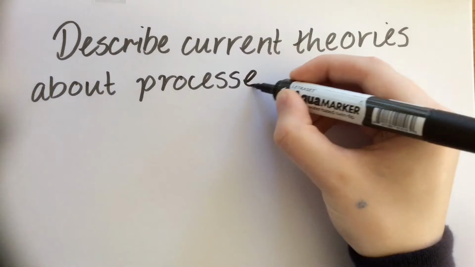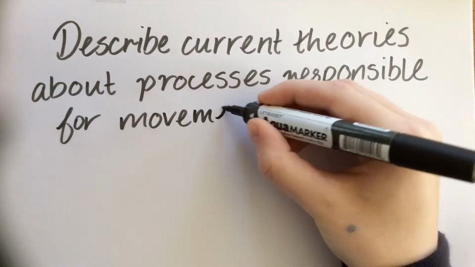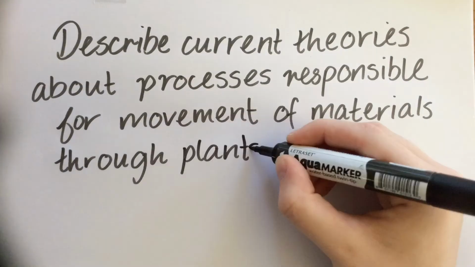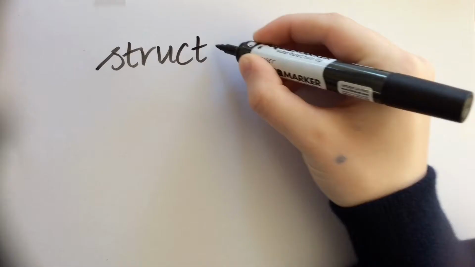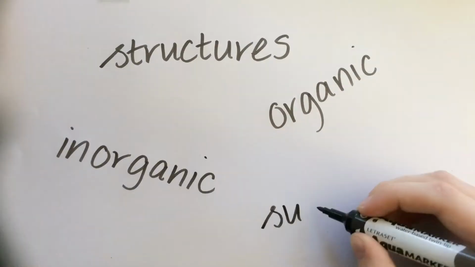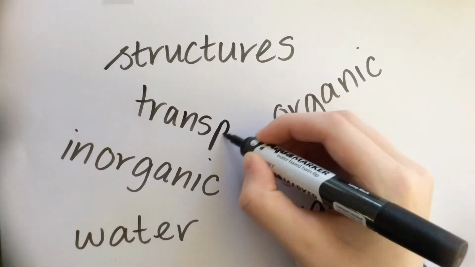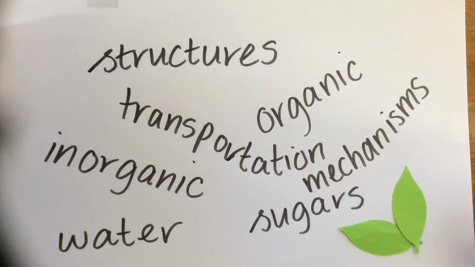Describe current theories about processes responsible for the movement of materials through the plants in the xylem and phloem tissue. Today we will be talking about the materials, structures and processes involved in the transportation mechanisms in the xylem and phloem. But what are the xylem and phloem?